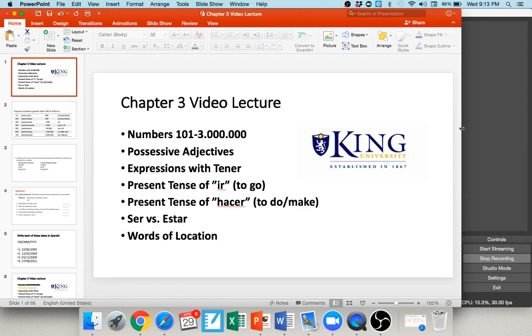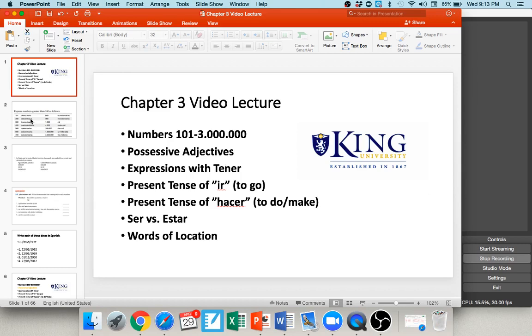This week we are going to be exploring Chapter 3 in the Arriba textbook. You have lots of different things that are included in this chapter, but fortunately none of them are too terribly difficult. So we're going to take a moment and hit the highlights, starting with numbers from 101 through 3 million. Now, you learned numbers from 0 through 100 in a previous chapter.